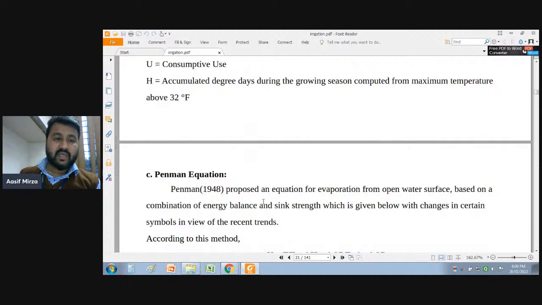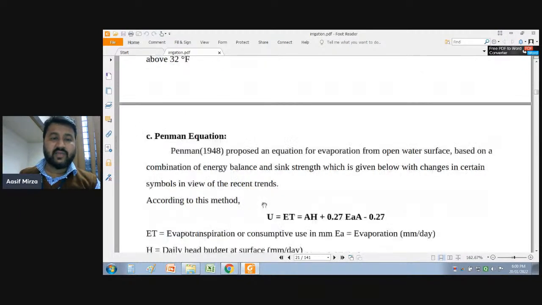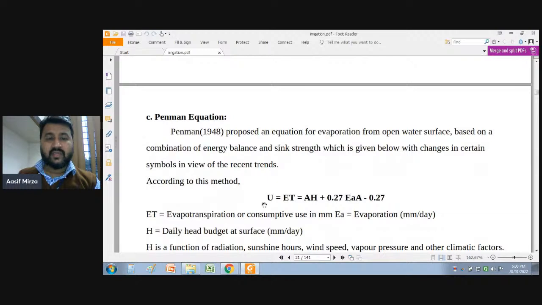Now moving toward the next, that is the Penman equation. So Penman in 1948 proposed an equation for evaporation from an open water surface based on a combination of energy balance and sink strength, which is given below with changes in certain symbols in view of recent trends.